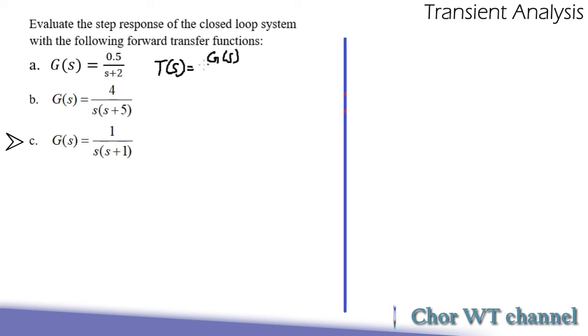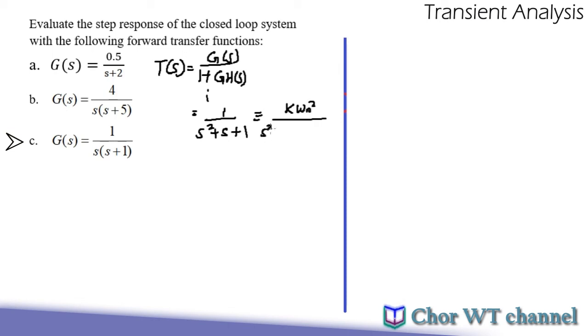So we have G(s) over 1 plus G(s)H(s), and at the end we have 1 over s squared plus s plus 1. By comparing this with the standard form, omega n squared over s squared plus 2 zeta omega n s plus omega n squared, omega n will be equal to 1 and our zeta value will be 0.5. And because zeta is less than 1, the system is underdamped.